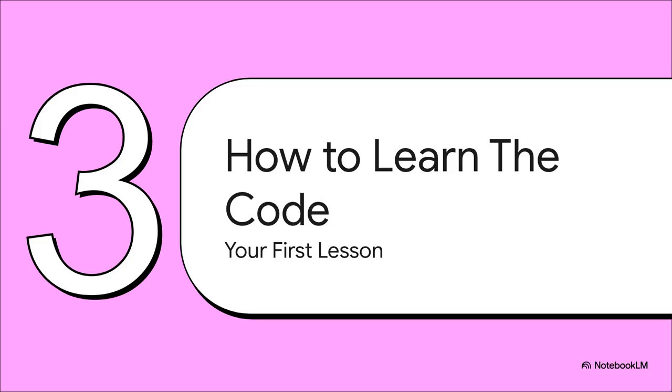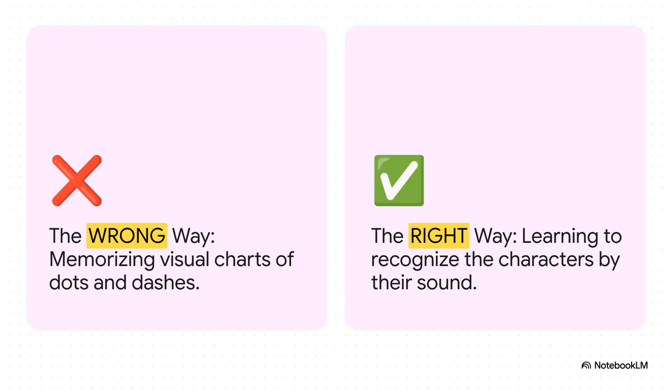Okay, enough with the theory. You want to give it a shot? Let's get our hands dirty and actually learn our first couple of letters right now. Now listen up, because this is the single most important tip if you're just starting out. The biggest mistake people make is trying to memorize charts of dots and dashes. Don't do it. You have to learn this as a language of sound. Your brain shouldn't be seeing dots on a page. It needs to hear a rhythm, like da-da-dee-dee, and just know that it's the letter C.